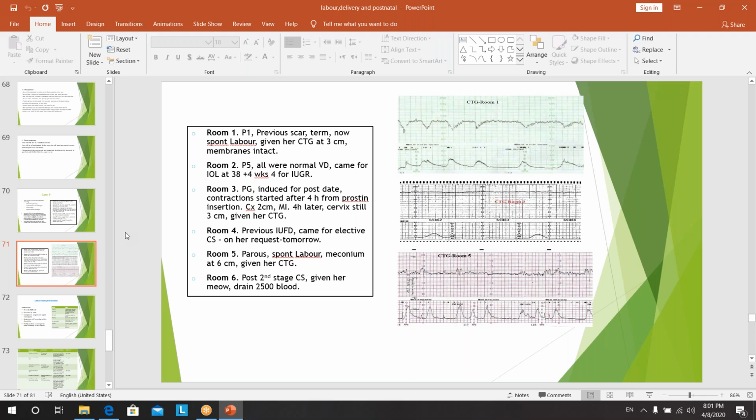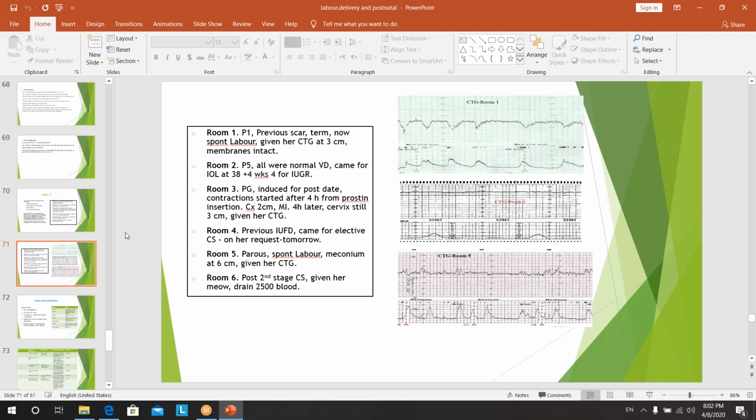And then I go to room 2 myself. 38 plus 4 for IUGR. Room 2, the CTG is not there. All normal deliveries came for, so this is also for induction. Okay, so she can also wait. The other midwife can go there and tell her that she can wait.